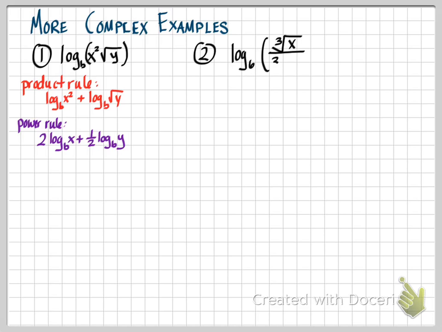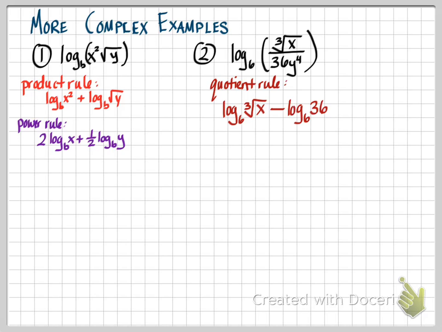In example 2, we have a similar case, but instead we have a quotient with the product in the denominator and powers in the numerator and the denominator. So what we're going to do is, again, start with the quotient rule and get rid of the division that's going on here. We'll separate this with the quotient rule and write it as a subtraction of the numerator minus the denominator.